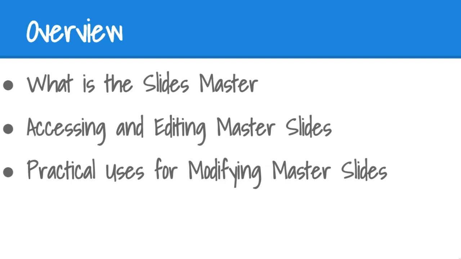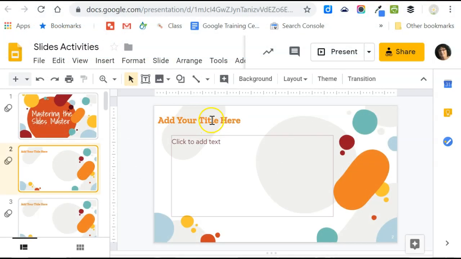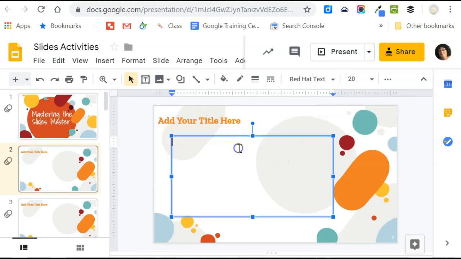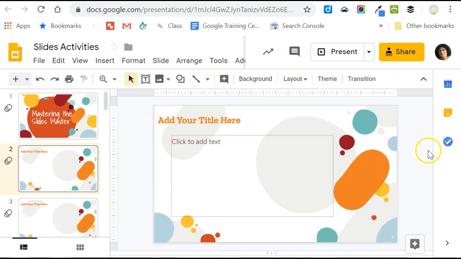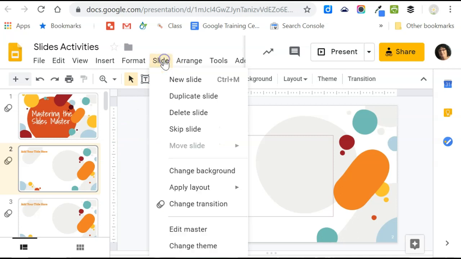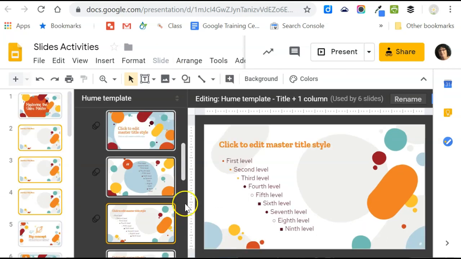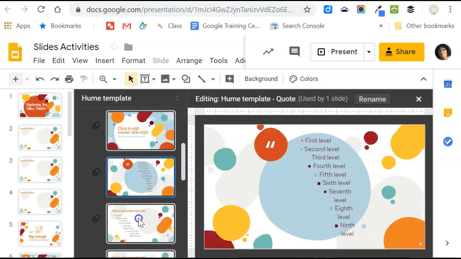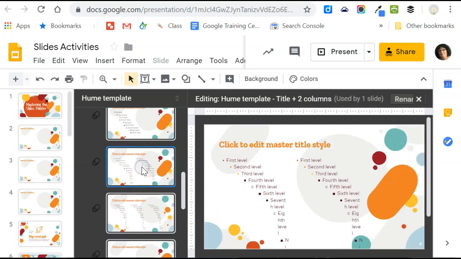Let's get started. Typically, when you work in a slide deck, you are clicking and making changes to text and even adding images. However, if you want to change what's behind the slide, what is forming the template, you need to edit the Slide Master. To access this, go to Slide, Edit Master. From here, you will be able to click through the various types of layouts.